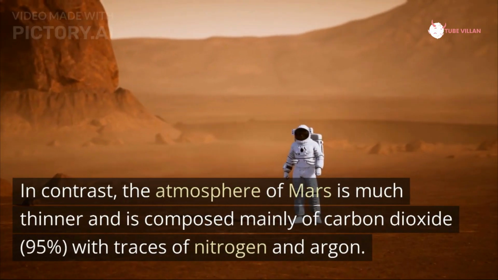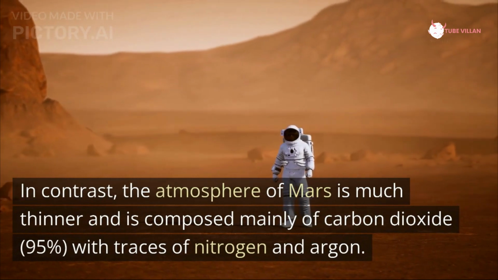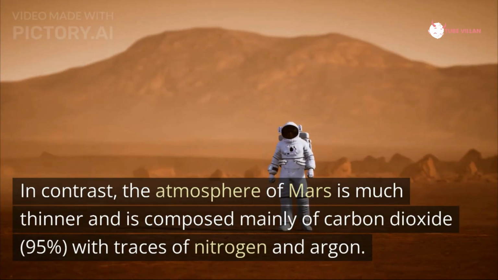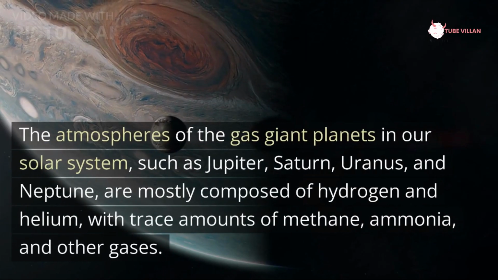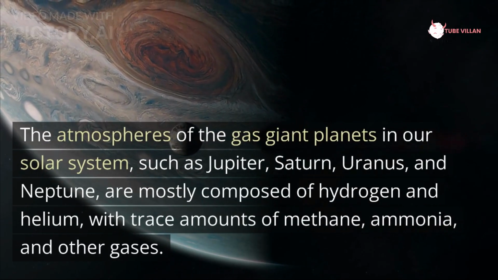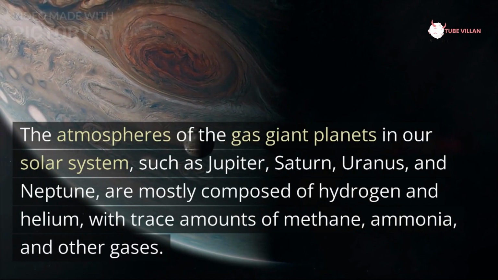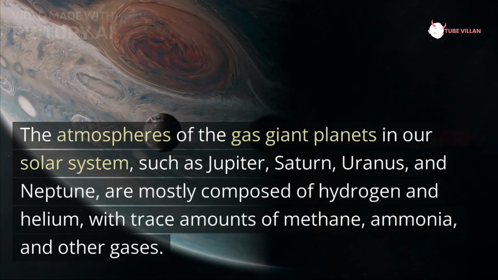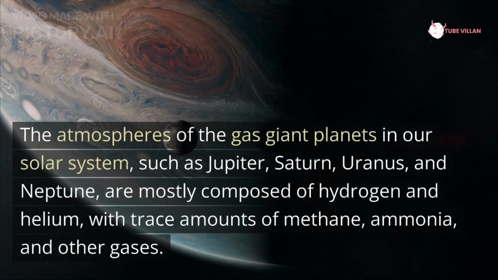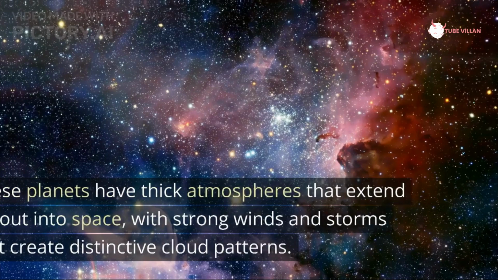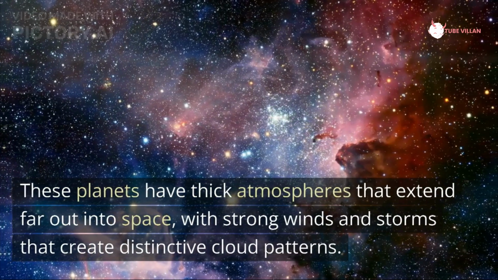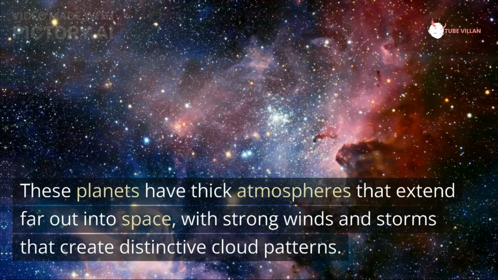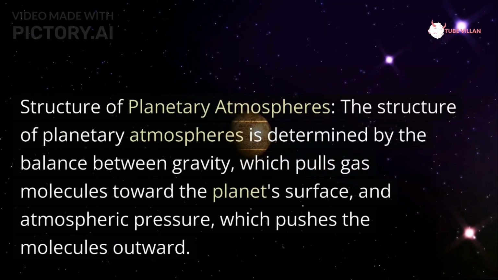In contrast, the atmosphere of Mars is much thinner and is composed mainly of carbon dioxide, 95%, with traces of nitrogen and argon. The atmospheres of the gas giant planets in our solar system, such as Jupiter, Saturn, Uranus, and Neptune, are mostly composed of hydrogen and helium, with trace amounts of methane, ammonia, and other gases. These planets have thick atmospheres that extend far out into space, with strong winds and storms that create distinctive cloud patterns.